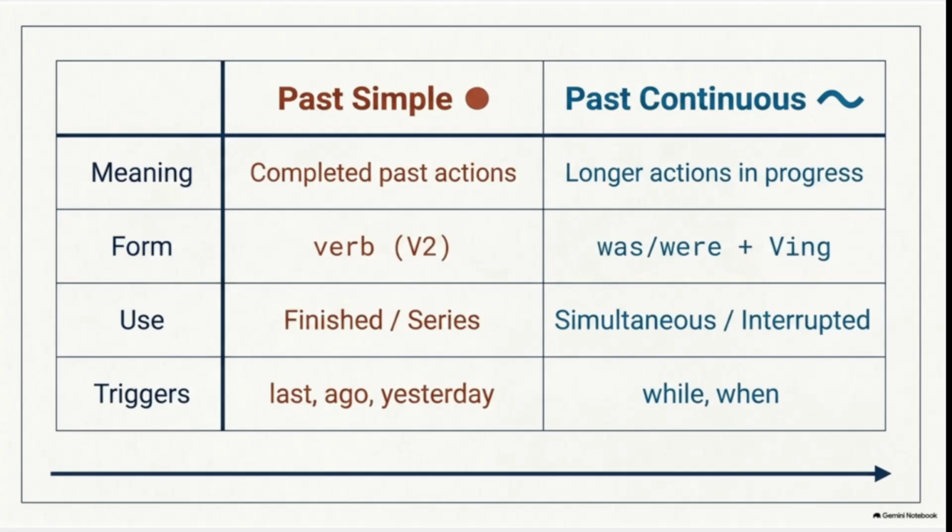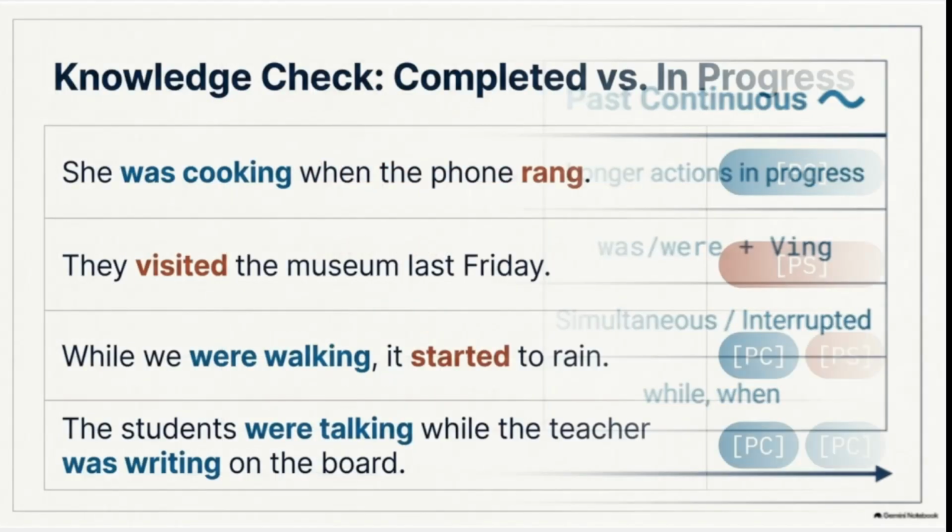The homework was in progress. The phone call was the shorter action. So, ask yourself one simple question. Was the action finished, or was it in progress? That question can help you choose the correct tense.